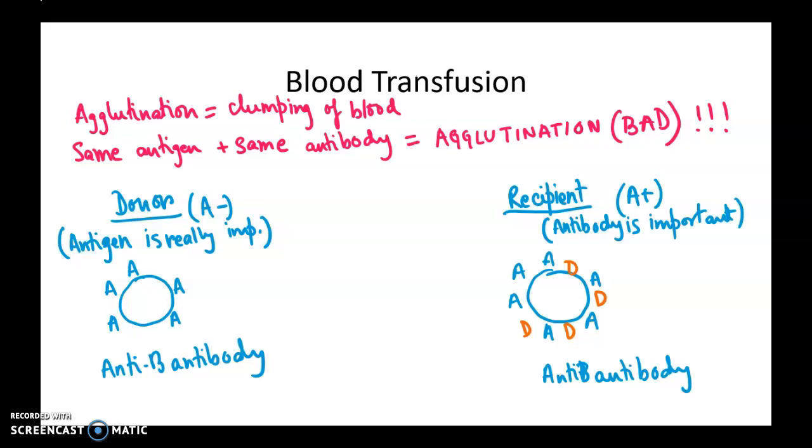So if you have, let's say, antigen A on the surface of RBC, and you get anti-A antibody. So you have antigen A on the surface, and you also get anti-A antibody. They are same, right? AA. So they clump with each other by a process called agglutination, and know that agglutination is bad. I want you to remember, same antigen, same antibody, not good.